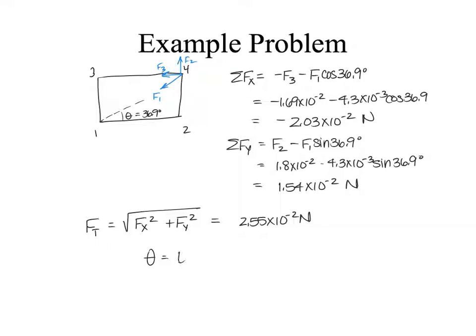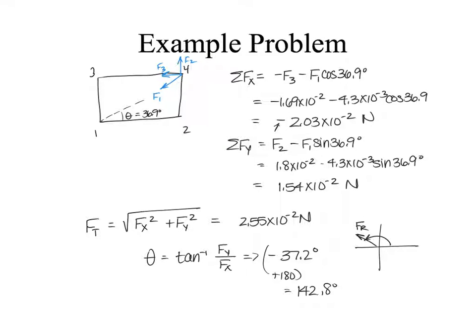Finding the angle, I take the inverse tangent of my y component over my x component, and it's going to give me minus 37.2 degrees because of the fact that I had a negative x component. If I look at my vector, I notice it has a positive y component but a negative x component, which means that my resultant force is in the second quadrant. So I'll take this angle and add it to 180 to get 142.8, which would be the angle measured from the positive x-axis.